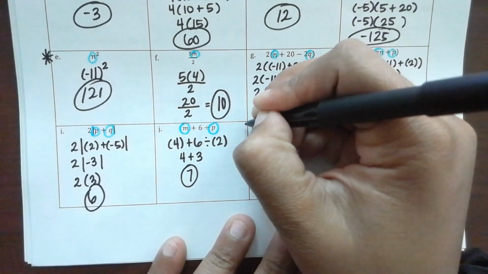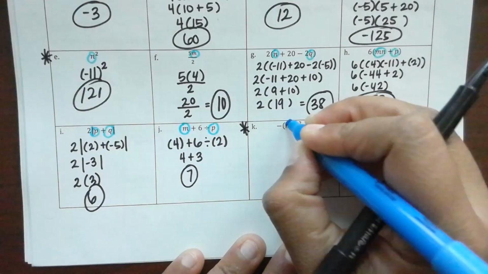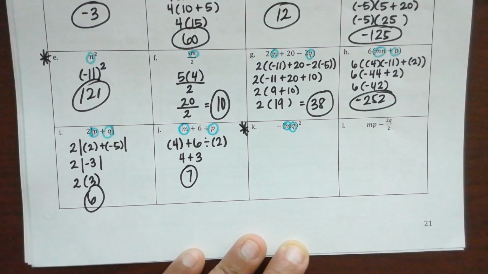Okay, looking at K. K is a special one, just like E. So which means how you substitute this in determines the answer that you get. You have to be mindful. So looking at K, I have negative MQ squared. So what variables am I using? M and Q. So how would I write this?